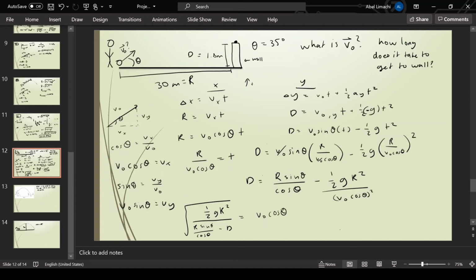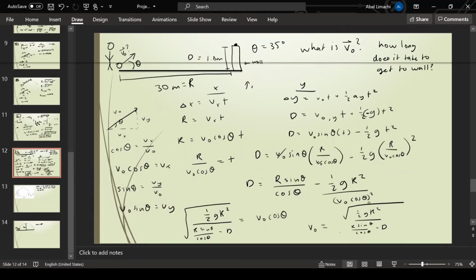And then you realize this cosine of theta is being multiplied to this, so you divide by this cosine theta, and you can get v initial equals the square root of 1/2 g r squared over r sine theta over cosine theta minus d. Okay, wait, I'm going to redraw that. Square root of all this junk divided by cosine theta equals this v initial.